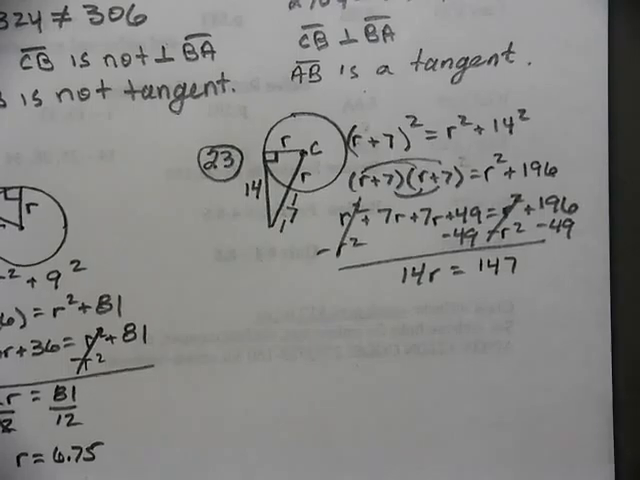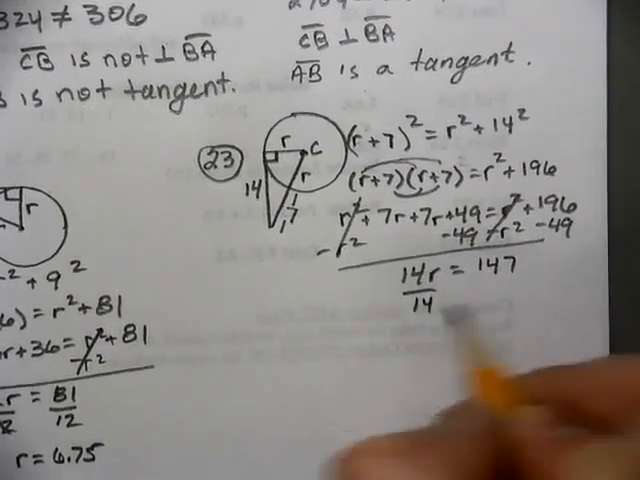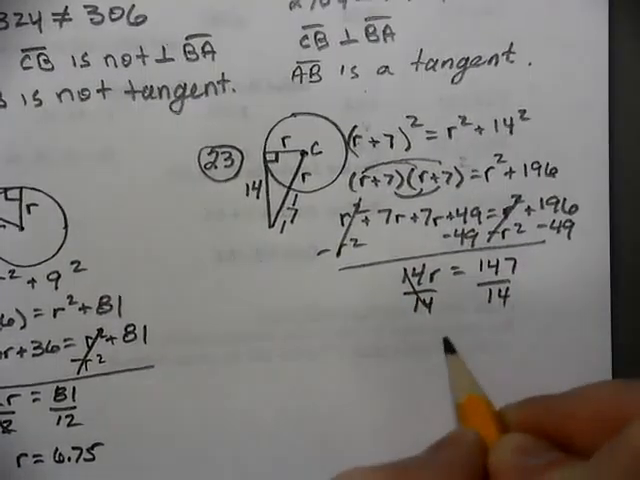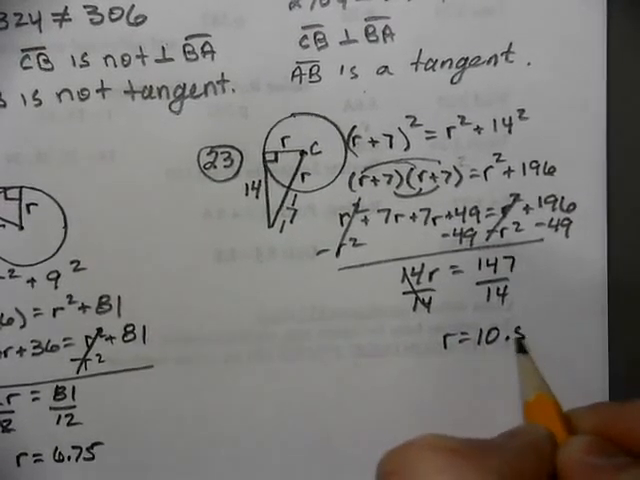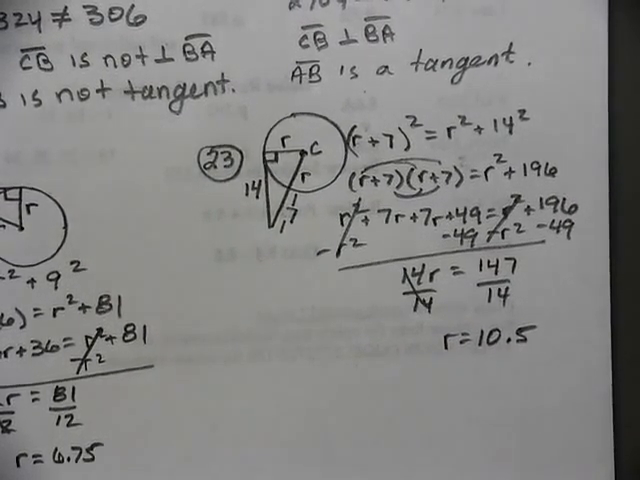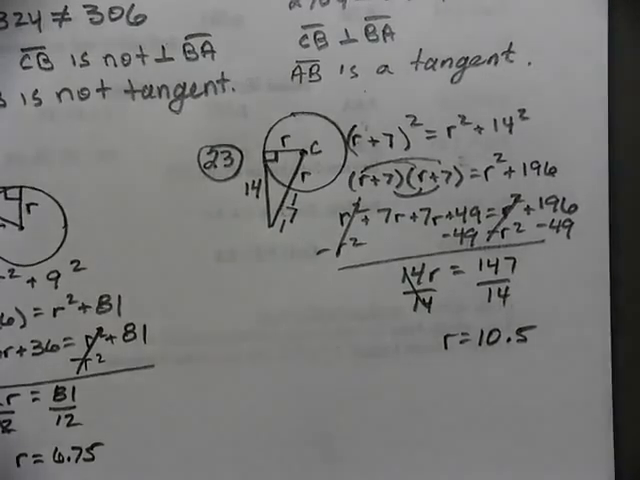And we'll divide that, and we'll get 10.5. So our radius is 10.5.